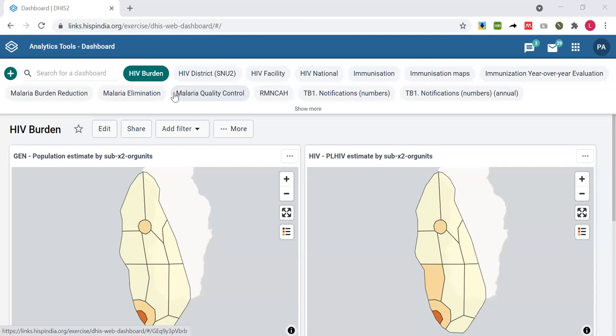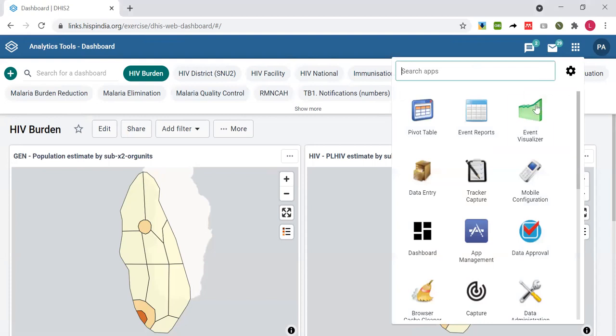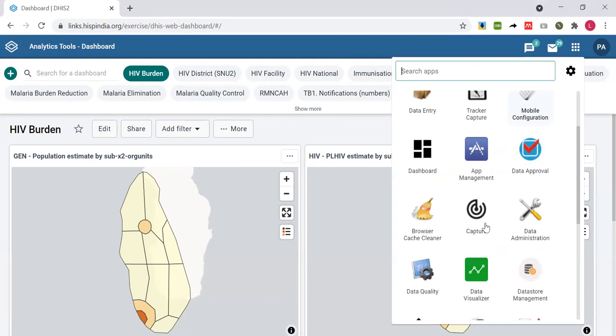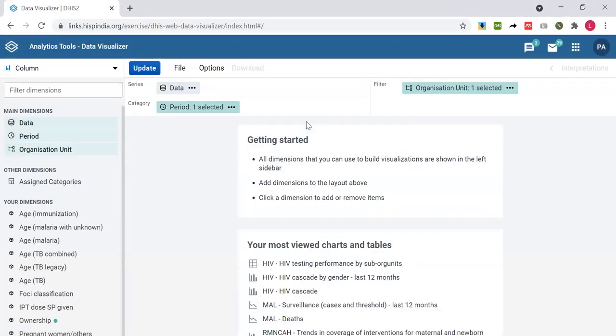And I'm in this instance, our exercise instance, the same instance that all of you have access to. Right now I'm in this very familiar interface, which is a dashboard. So you already know how to access the data visualizer application because we also did the same yesterday when we were doing the pivot tables. So let me click on the data visualizer, and it opens the data visualizer application.